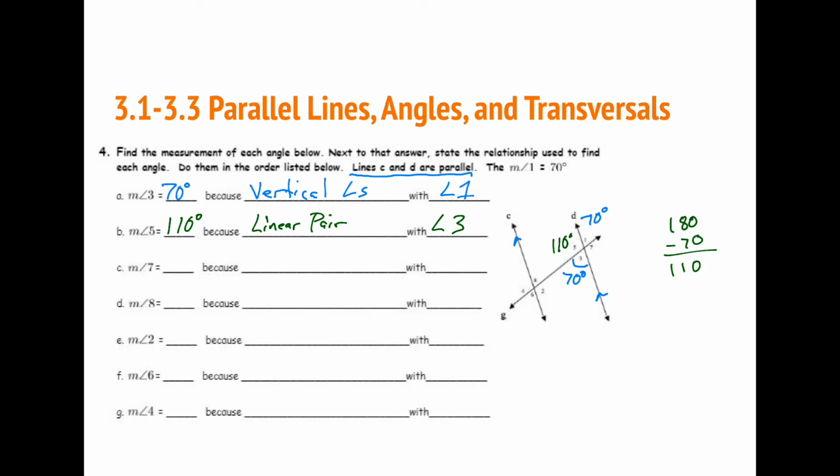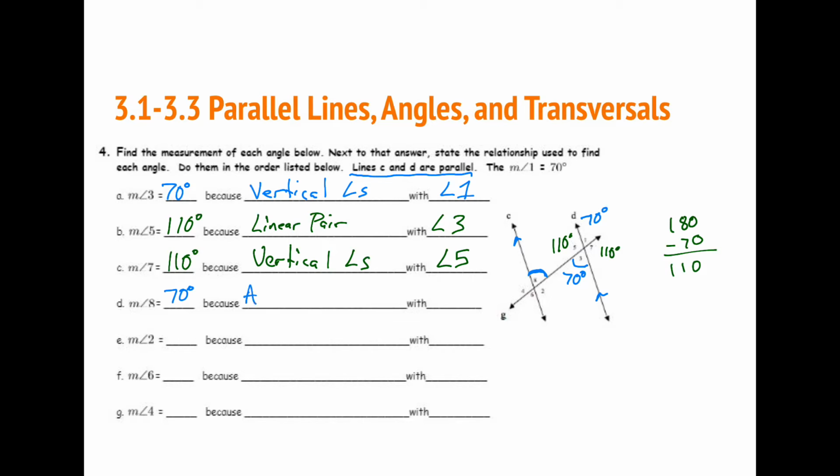So the measurement of angle 7. That is also going to be 110 degrees. And I'm going to say vertical angles with angle 5. And we could have said linear pair here as well. So once again, multiple different things here we could have done. So let's go to the measurement of angle 8. So that's going to be this one here. And we are going to say that one is 70 degrees.